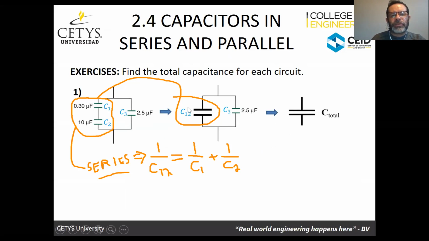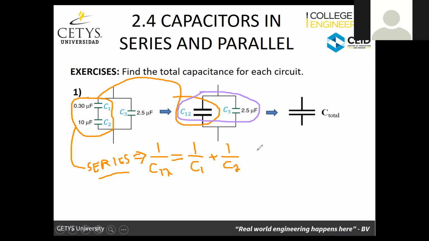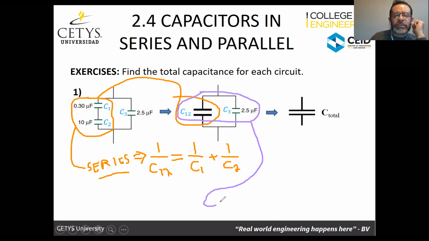Now the equivalent capacitor of these two, C12 and C3. Can somebody tell me what type of connection do we have here between these 2 capacitors? Parallel. This is parallel, correct, JC? And so this connection is parallel. It's a parallel connection. And we just said that a parallel connection is the sum of the capacitors.